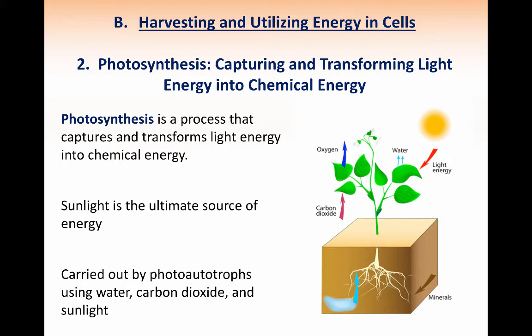Photosynthesis is carried out by photoautotrophs using water coming up from the roots, carbon dioxide from the air, and of course sunlight. And one of the byproducts, important byproducts, is oxygen.